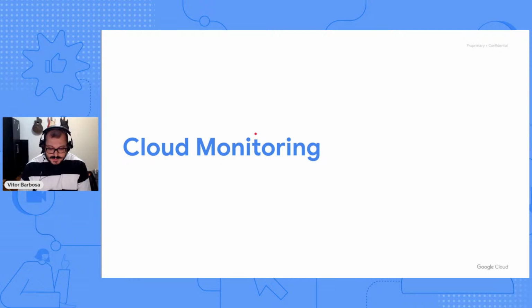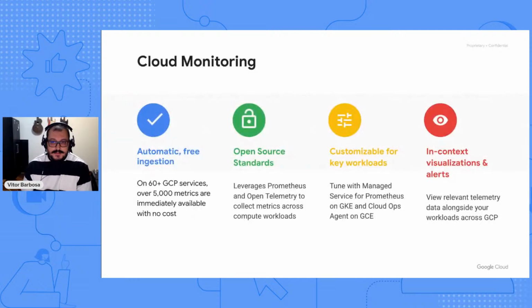Okay, so giving more details about cloud monitoring. First thing that I think is the coolest, we have automatic metrics ingestion across GCP services. We have over, I think we are close to 6,000 metrics. There are a lot of metrics for all our services, and those metrics are immediately available with no cost.